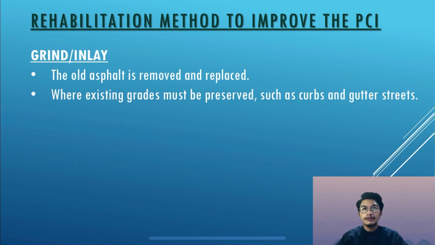Lastly is grinding. The old asphalt is removed and replaced with a fresh layer of asphalt after grinding, where the existing grade must be preserved, such as curb and gutter streets. This technique is often employed.